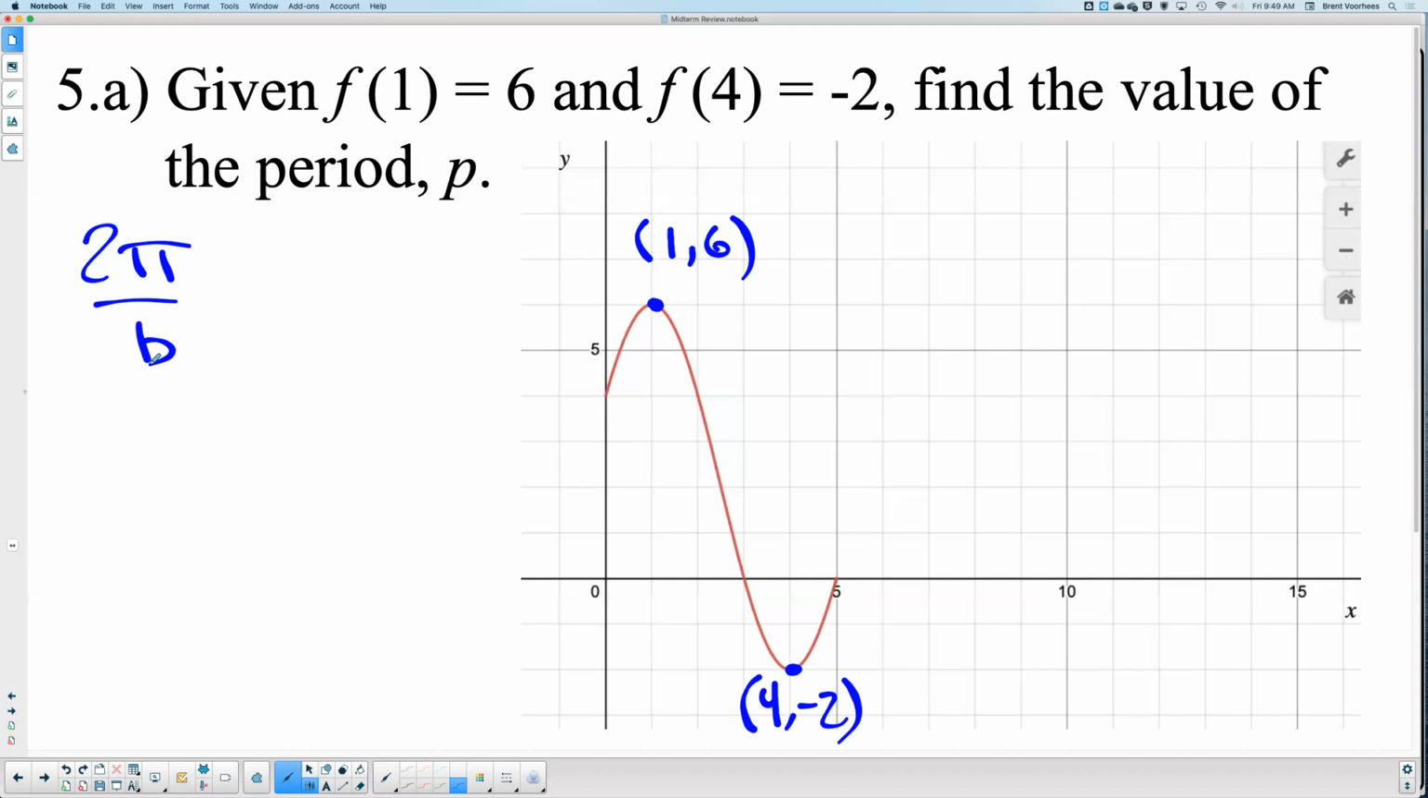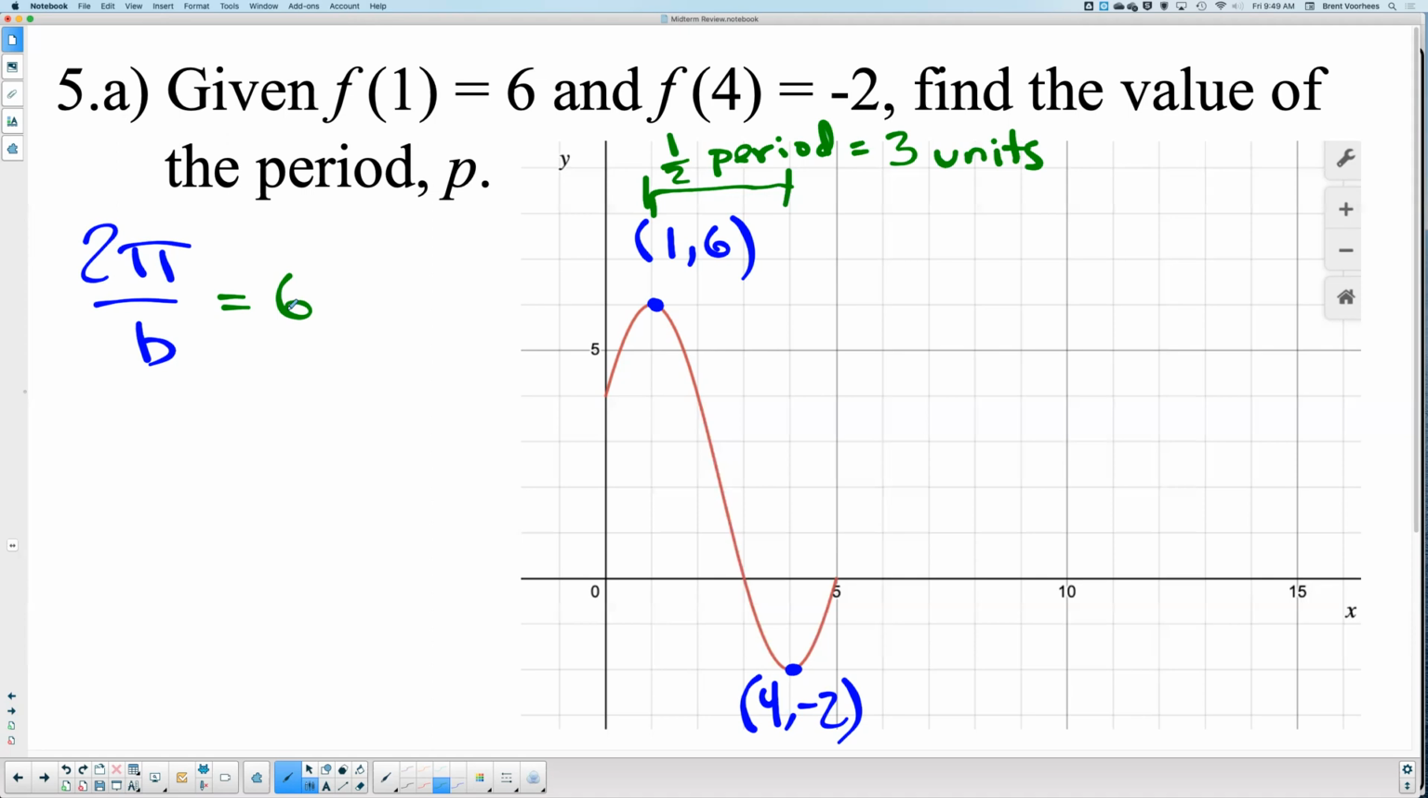Is that showing you one whole period? No. How much of a period is it showing me? Half of a period. So x value 1 to 4 is half a period. Half a period is 3 units. How am I getting that? From 1 to 4 here, this is half a period. How many units is it? 3 units. What does one whole period equal? 6. So we're going to set this equal to 6. You got that?